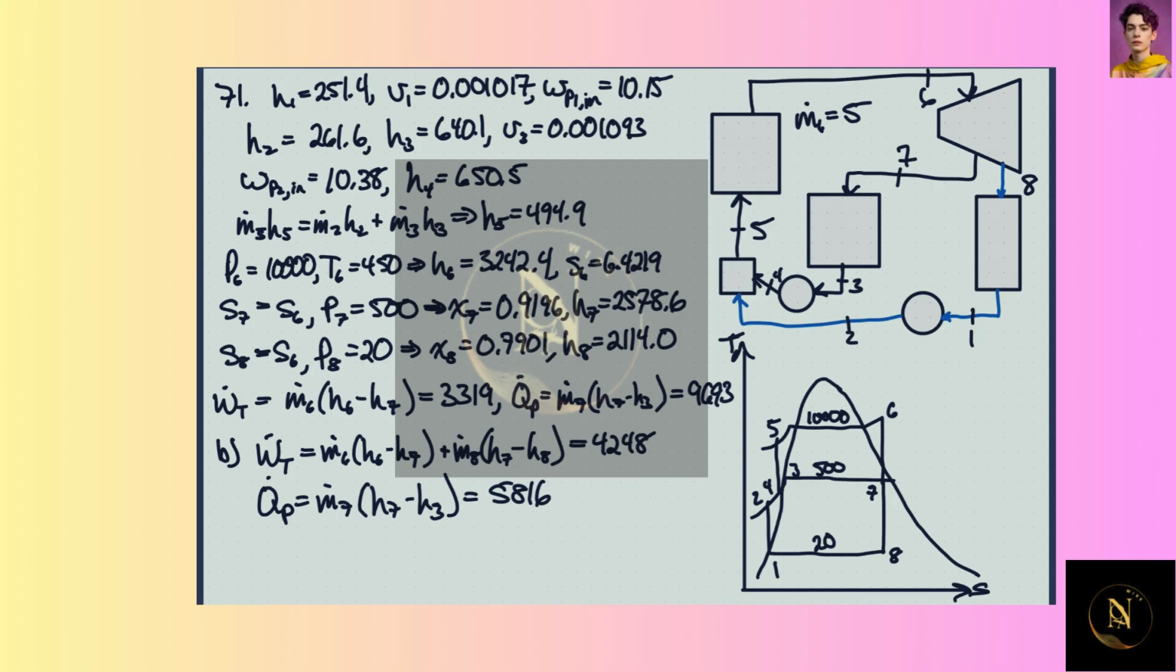We have steam generated in a boiler. It goes up to 10 megapascals, and we have a temperature going into the boiler of 450 degrees C. We have a mass flow rate into the turbine of 5 kilograms per second. So basically, it says that we have two different operation modes in this.